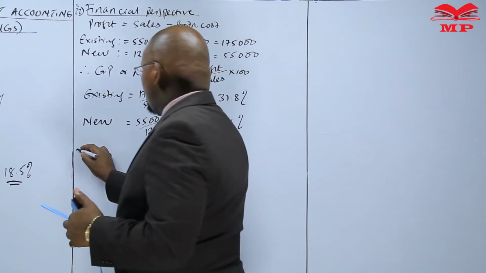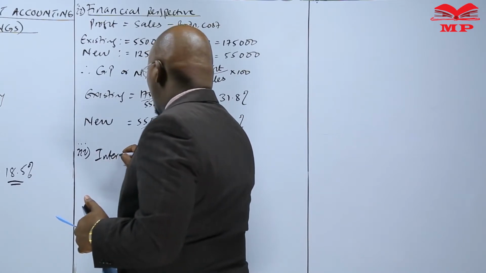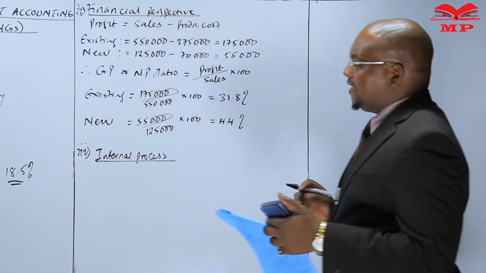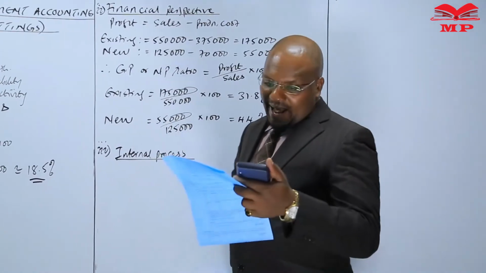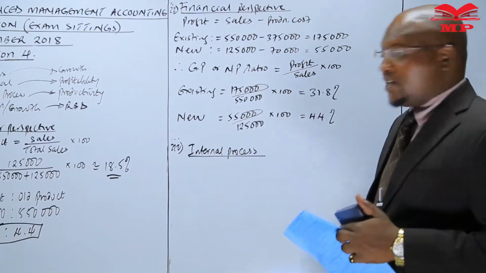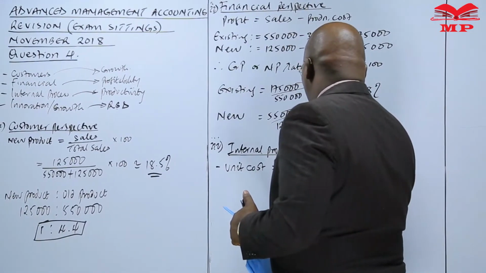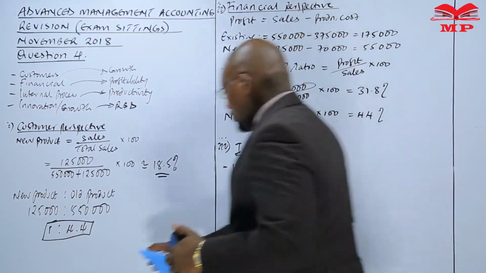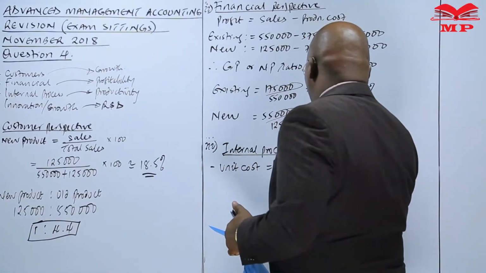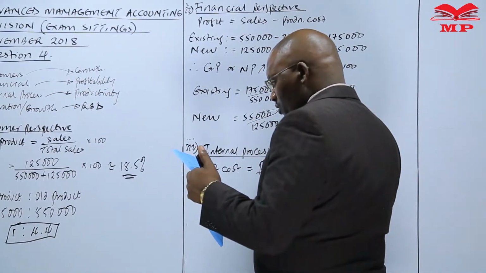Then we can go to Roman 2. We can try the internal process perspective. This one, like I talked about productivity, I can see already we have the units produced and the costs. So you can talk of the production cost per unit. Let's talk over this: unit cost equals total, or we can say production cost, divided by output or units produced.